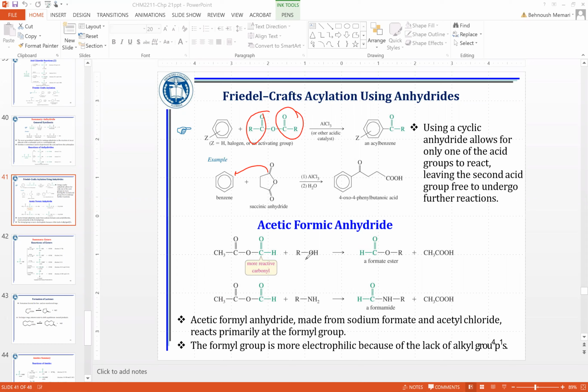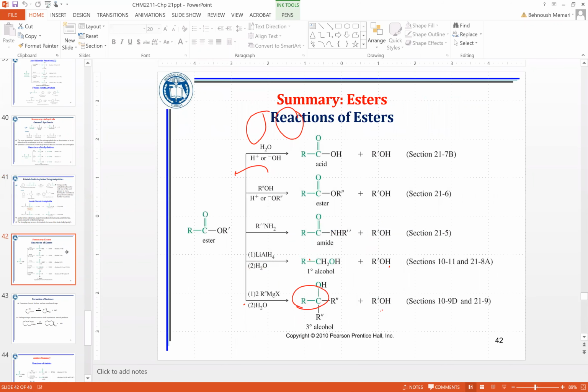Acid anhydride plus alcohol would give you ester. Acid anhydride plus amine would give you amide. So very, very similar reactions.